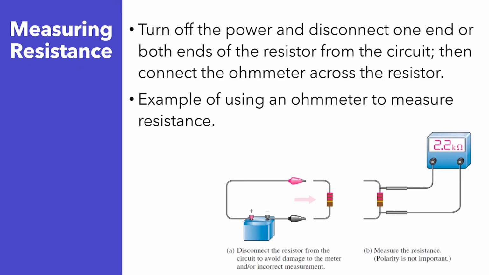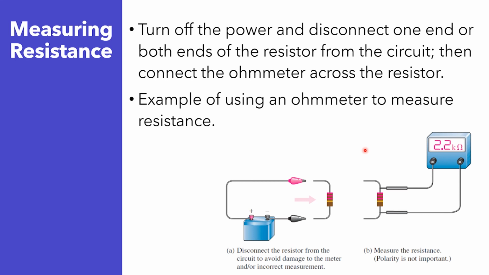Lastly, measuring resistance. Turn off the power and disconnect one end or both ends of the resistor from the circuit. Then connect the ohmmeter across the resistor. Here is an example of using an ohmmeter to measure resistance. Just simply disconnect the resistor from the circuit here to avoid damage to the meter or incorrect measurement. So we can simply measure the resistance of the resistor. For resistance, polarity is not important.